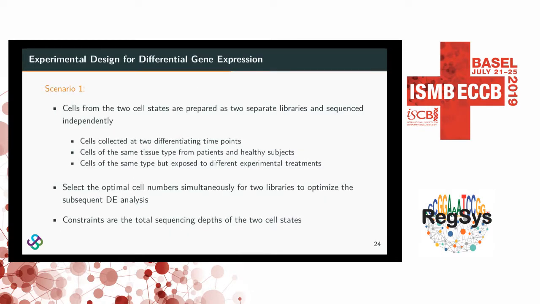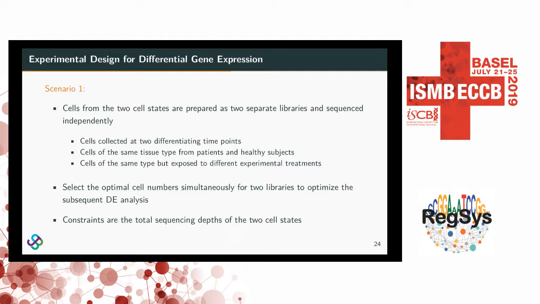Okay, now let's look at the effect of experimental design. We consider 2 scenarios. In scenario 1, cells from the 2 cell states are prepared as 2 separate libraries and sequenced independently. These correspond to many real scenarios. For example, cells collected at 2 different time points, or cells of the same tissue from patients and healthy subjects, so 2 batches, or cells of the same type but exposed to different experimental treatments.